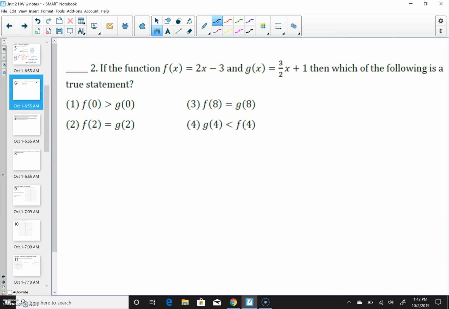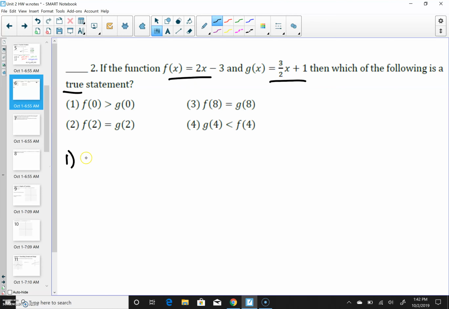The second one is a similar style, and there's going to be a lot of plugging into equations, but it's going to take us a little time because they want to know which of the following statements is true, and the only way to do that is to plug in for each answer choice to find out which ones are true and which ones are false. So for the first one, it says f of 0 is greater than g of 0, and we can see they give us two equations that they want us to plug into.